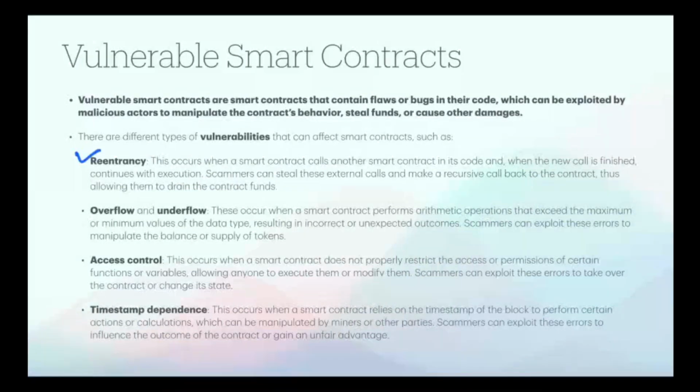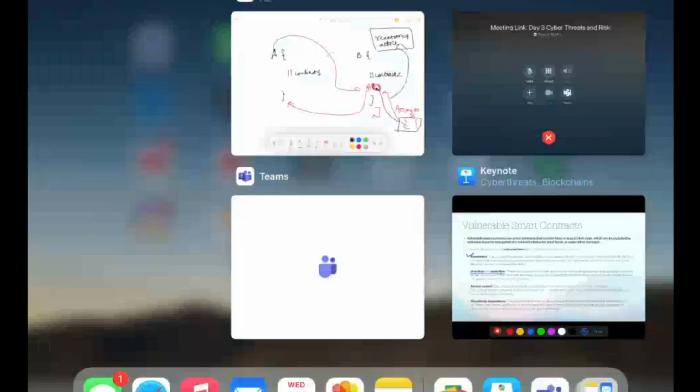Next we have overflow or underflow. These occur when an arithmetic operation exceeds the maximum or minimum values of the data type, resulting in incorrect or unexpected outcomes. Scammers can exploit these errors to manipulate the balance or supply of tokens. I can show you the overflow and underflow.